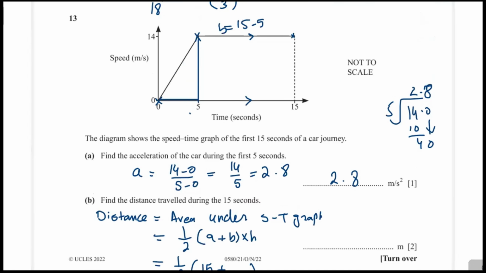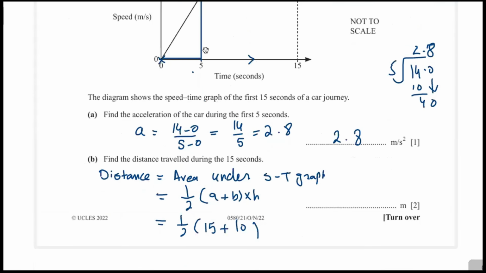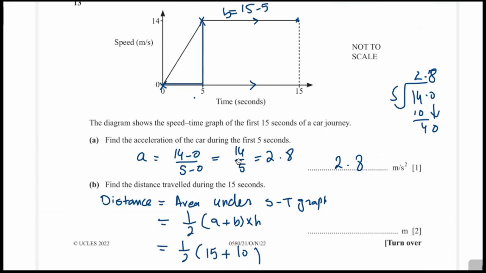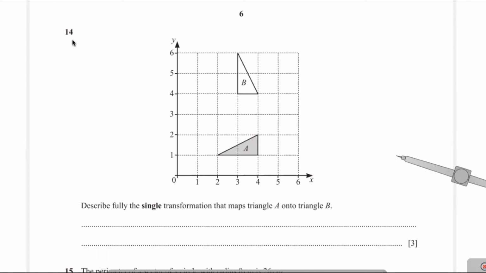Now you can write it here: b is 15 minus 5, which is 10. Now the height is this, and this length is equal to 14. Now you put the value 14. Now you get 15 plus 10 is 25, multiplied by 14 divided by 2, you get 2 times 7 is 14. Now 25 times 7 is 175.